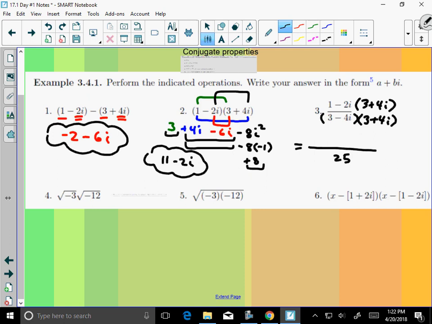Yeah. Okay, now the top we have to FOIL. Oh, it's same as the second one.